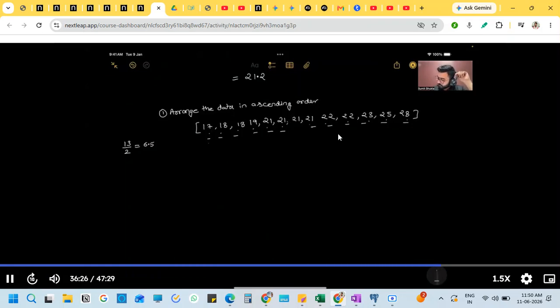So 1, 2, 3, 4, 5, 6. Then 1, 2, 3, 4, 5, and this is 6. So this is the middle value. This is your middle value. Now, this value is 21. This is the actual middle value.